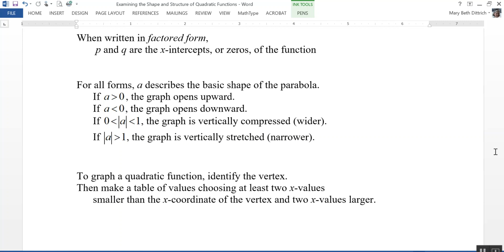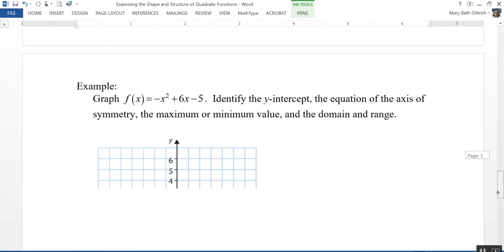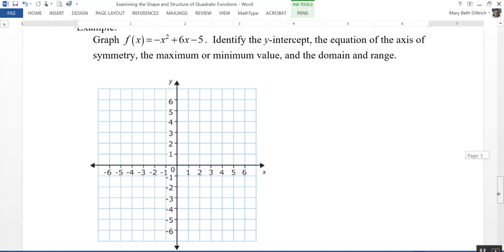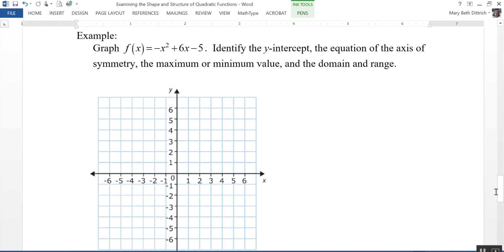To graph a quadratic function, we want to identify the vertex and make a table of values in which we choose at least two x values that are smaller than the x-coordinate of the vertex and two x values that are larger. So let's do an example here together. We need to graph f of x equals -x squared plus 6x minus 5. We need to identify the y-intercept, the equation of the axis of symmetry, the maximum or minimum value, and the domain and range. So the first thing I think I'd like to do is to find the vertex.